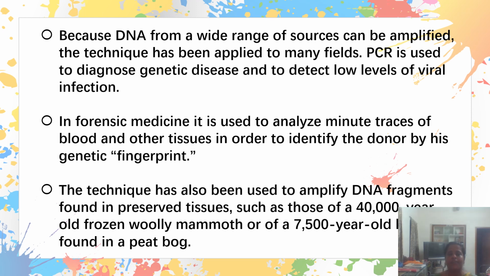Applications. Because DNA from a wide range of sources can be amplified, the technique has been applied to many fields. PCR is used to diagnose genetic diseases and to detect low levels of viral infection. In forensic medicine, it is used to analyze minute traces of blood and other tissues in order to identify the donor by his genetic fingerprint. The technique has also been used to amplify DNA fragments found in preserved tissues, such as those of a 40,000-year-old frozen woolly mammoth or of a 75,000-year-old specimen found in a peat bog.